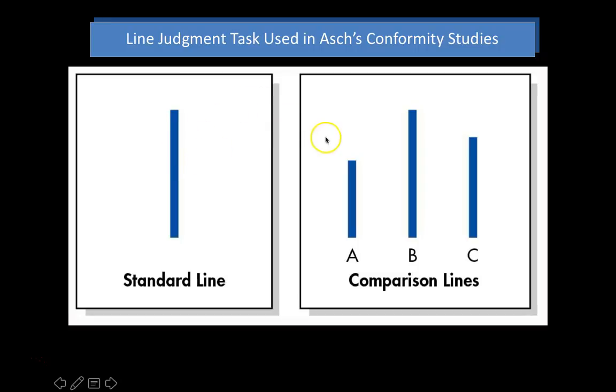So let's say this stimulus set is presented. The first participant says B. The second participant says B. The third participant says B. The fourth says B. The fifth and the sixth. Everybody gets the right answer. Now, everybody gets the right answer because it's a pretty easy task.